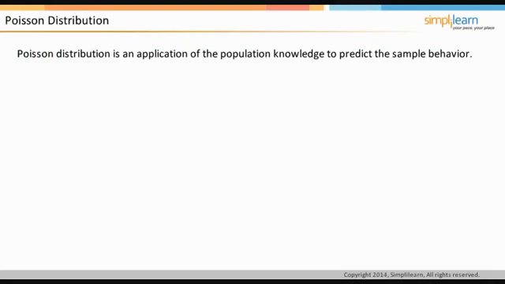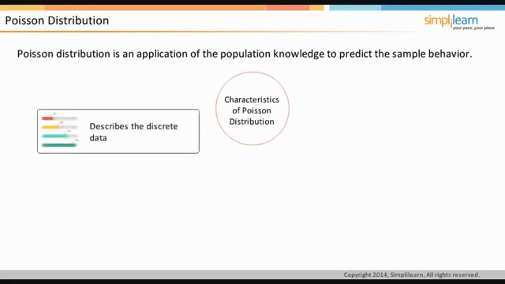Poisson distribution is named after Simeon Denis Poisson and is also used for discrete data. Poisson distribution is an application of the population knowledge to predict the sample behavior. It is generally used for describing the probability distribution of an event with respect to time or space. Some of the characteristics of Poisson distribution are as follows.